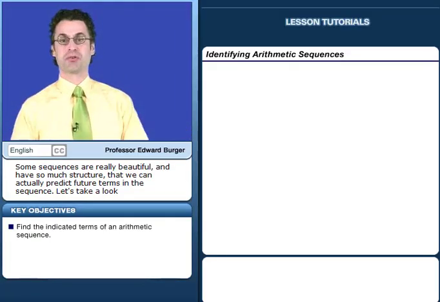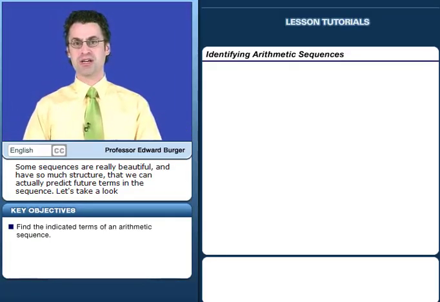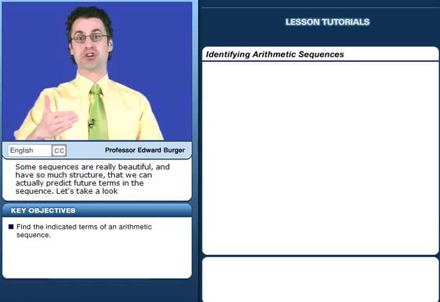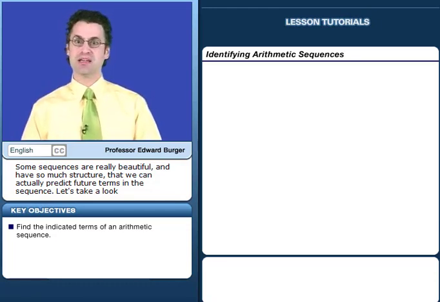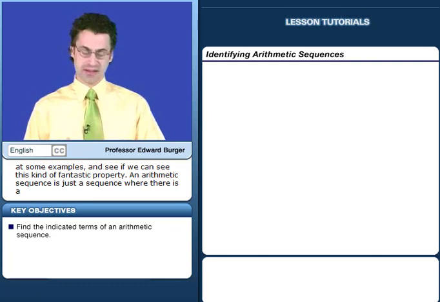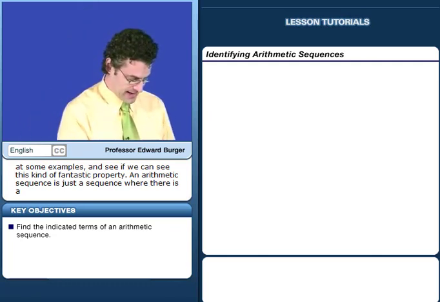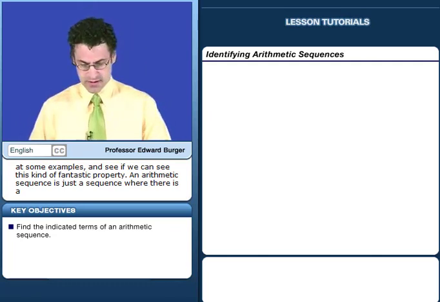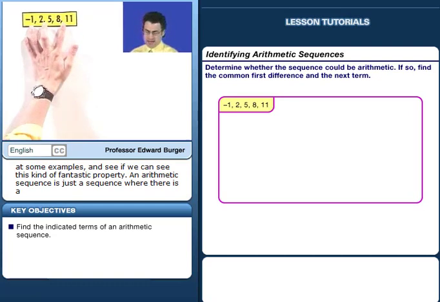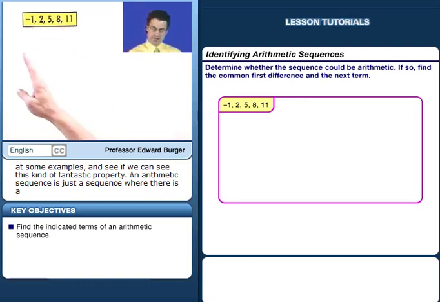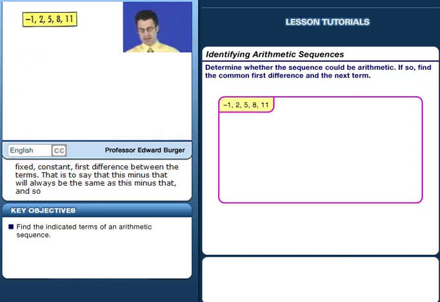You know, some sequences are really beautiful and have so much structure that we can actually predict future terms in the sequence. Let's take a look at some examples and see if we can see this kind of fantastic property. So an arithmetic sequence is just a sequence where there's a fixed constant first difference between the terms.